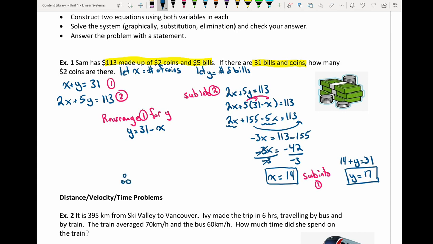And then finally, therefore, there are 14 $2 coins or toonies. And that is the solution to example 1.